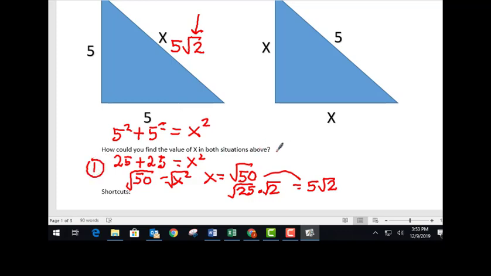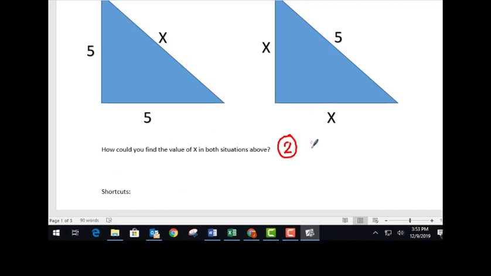Let's look at number 2. All right, so this one would be what? X squared plus x squared equals 5 squared. Or in other words, 2x squared equals 25. Right?